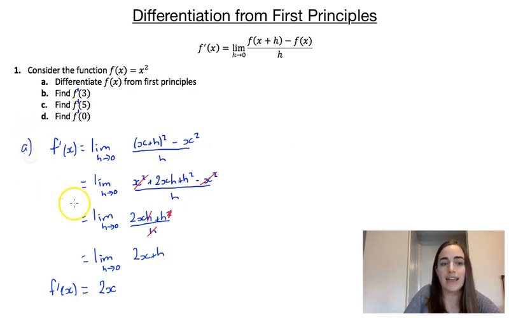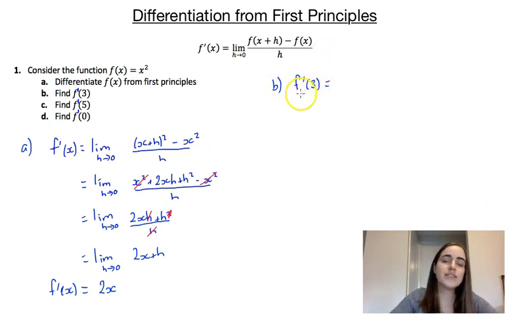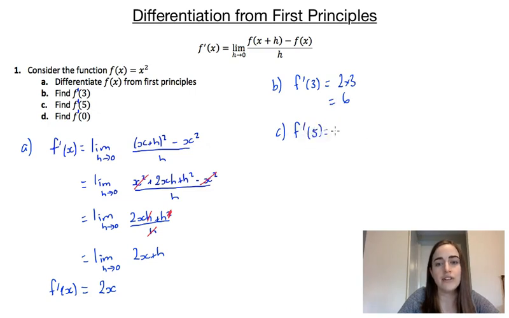So that's part A. For part B, if we wanted to find the value of the derivative at 3, this is another way of saying we want to find the gradient of the tangent at 3. To do that, we're going to substitute 3 in here. So we'd have 2 times 3, which is equal to 6. For part C, we want the value of the derivative at 5, which would be 2 times 5, which is 10. And for D, we want the value of that derivative at 0, which would be 2 times 0, which is just equal to 0.